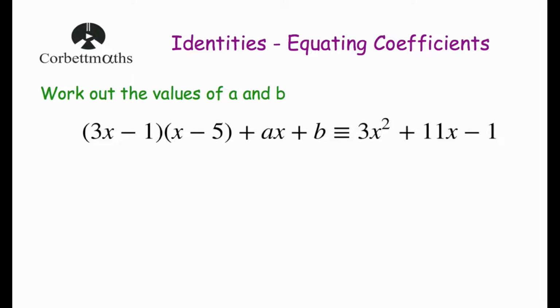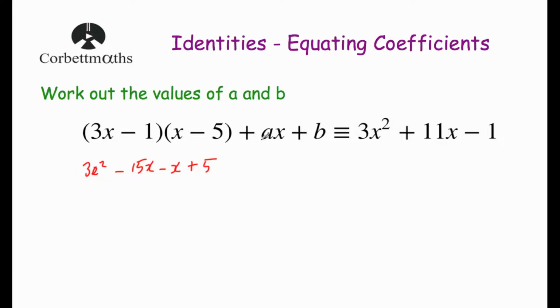So our next question is the one that we looked at earlier on in this video. So we've got our brackets, and we've got plus ax plus b, and then we've got its equivalent to, and then we've got our right hand side. And we've been asked to find our values of a and b. So let's expand our brackets. So that would give us 3x squared, and then we've got minus 15x, and then we've got minus x, and then we've got plus 5.